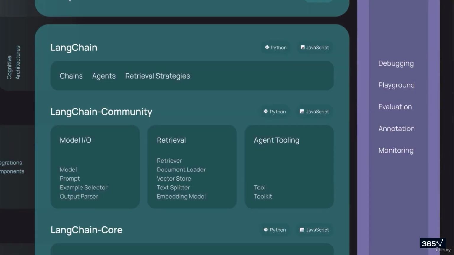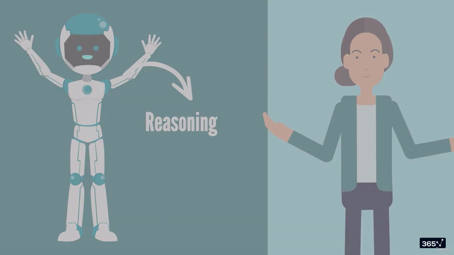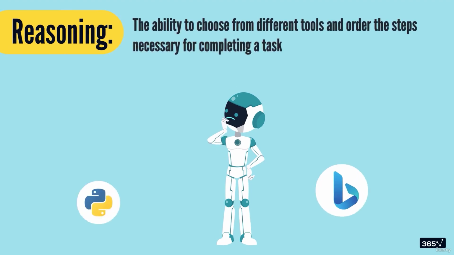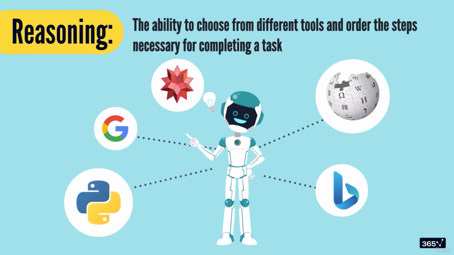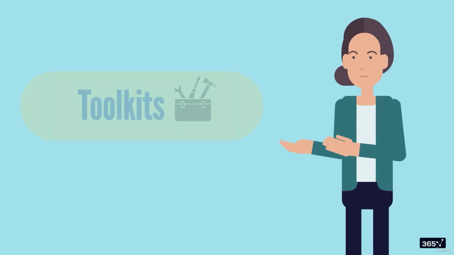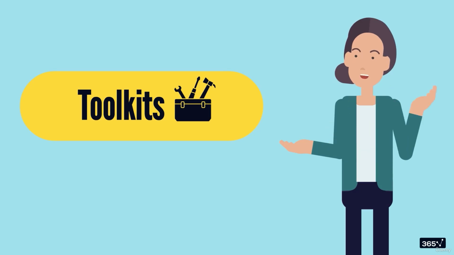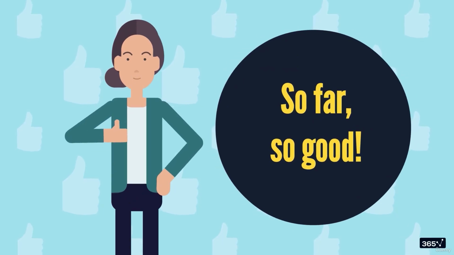The third and final module is agent tooling, which allows reasoning chatbots to be created. These chatbots can choose among different tools and their order of execution to solve various tasks. You can also see that tools for specific tasks can be combined to form toolkits. Although our course won't cover toolkits, it's beneficial to know that you can create them or use ones integrated into LangChain. So far, so good, everyone.